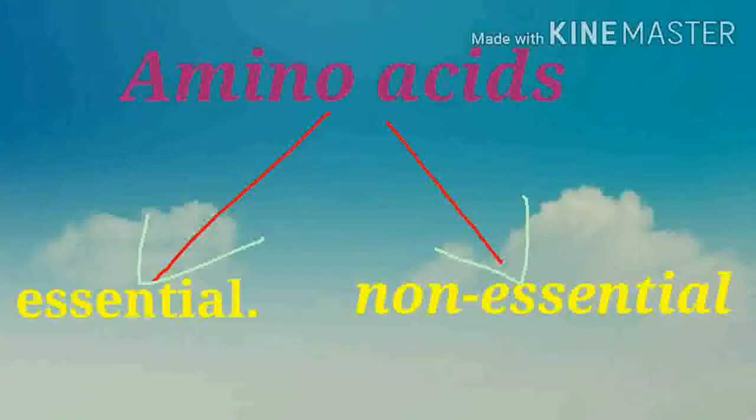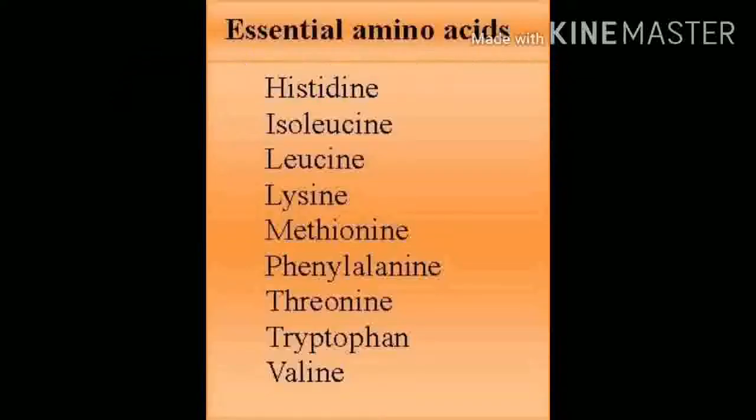Now these amino acids are of 2 types, essential amino acids and non-essential amino acids, in which essential amino acids cannot be synthesized by our body. They can be taken through our food only. Only the non-essential amino acids are synthesized by the body itself. Totally there are 9 essential amino acids. Let us see one by one.